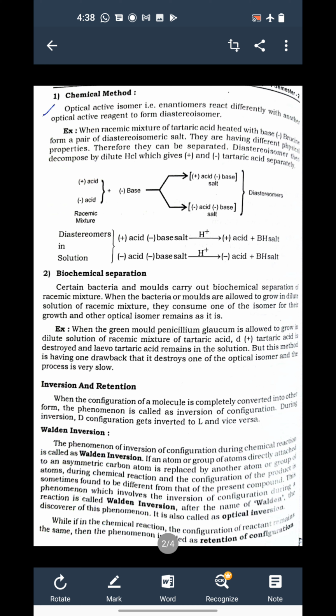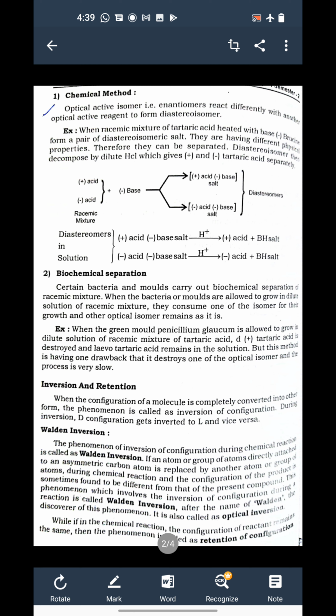In the same way, when we react dilute HCl with the minus acid minus base salt, we get minus acid, meaning for tartaric acid it is minus tartaric acid or the L form of tartaric acid, and the base is removed there. So in that way, from the racemic mixture we again get back the optically active isomers. So this is the chemical method of resolution.